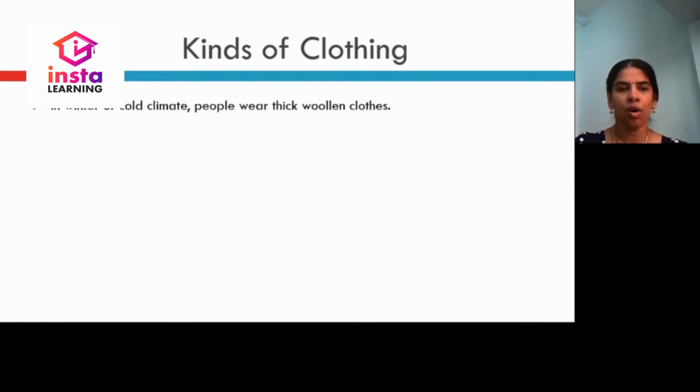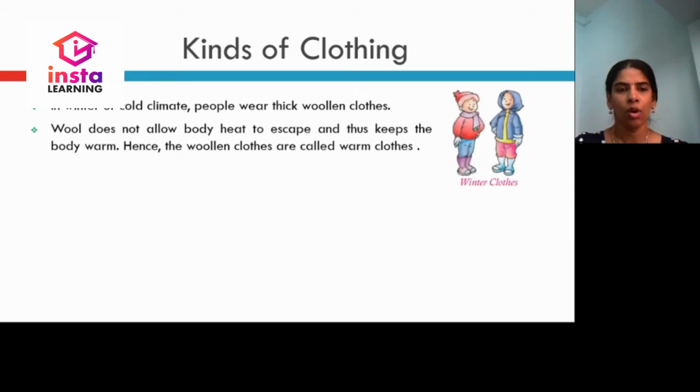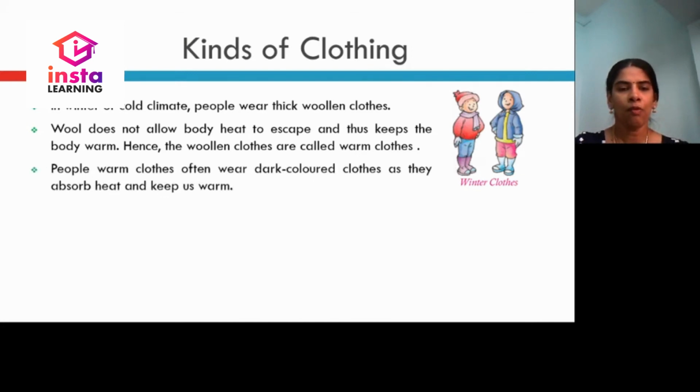In winter or cold climate, people wear thick woolen clothes. Wool does not allow body heat to escape and hence keeps us warm. These woolen clothes are called warm clothes. People often wear dark colored warm clothes as they absorb heat and keep us warm.